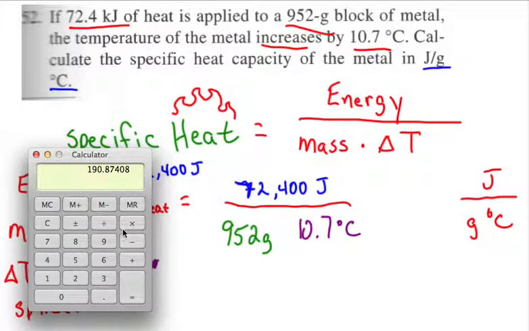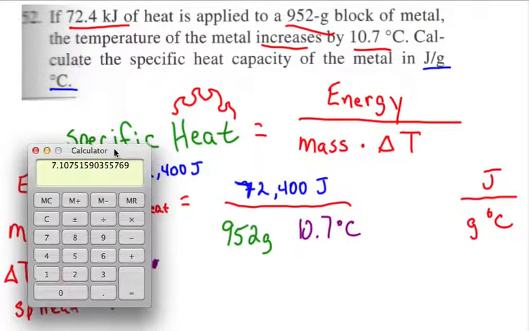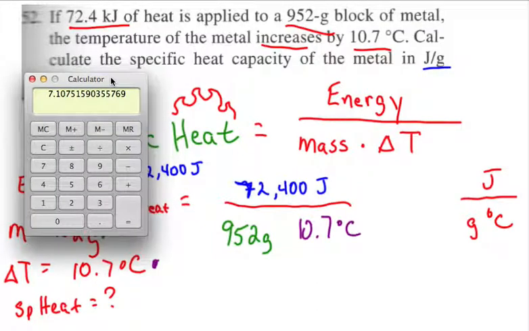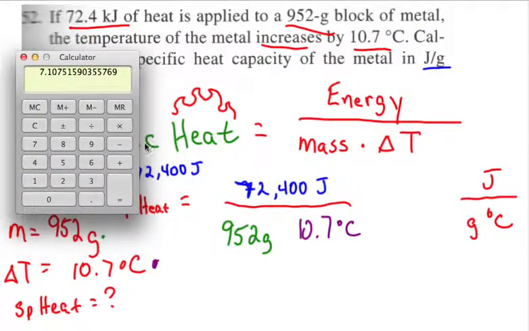Okay, so all I'm going to do is take 72,400, divide by 952, and then take that answer and divide by 10.7 degrees Celsius. So we clear this. 72,400 divided by 952 equals, and then I'm going to divide by 10.7. So that's my answer there, 7.1075, and continues. That is my specific heat.